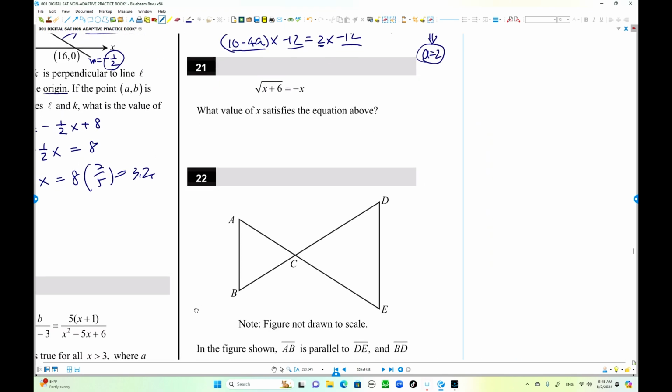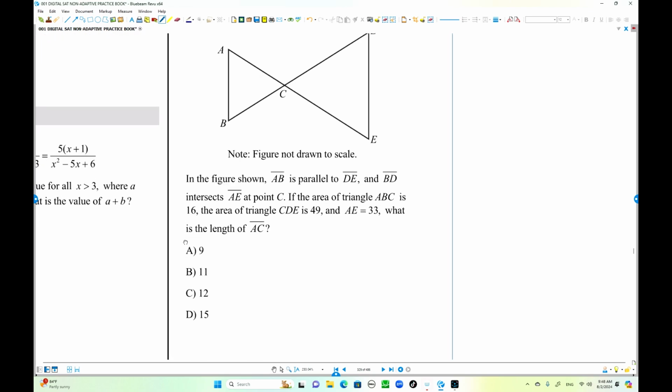Here is the next number 12. These two lines are parallel. AB and DA are parallel. They intersect at point C. So you can see that this angle and the other angle, opposite angles, right? Parallel lines and alternate interior angles are congruent, or vertical angles are congruent too, right? So these two triangles are similar.